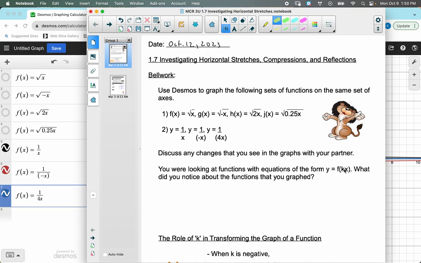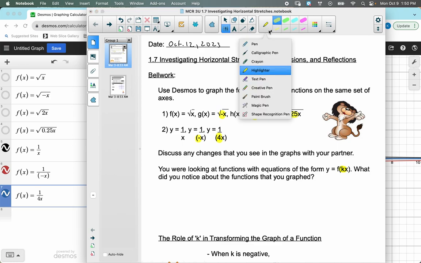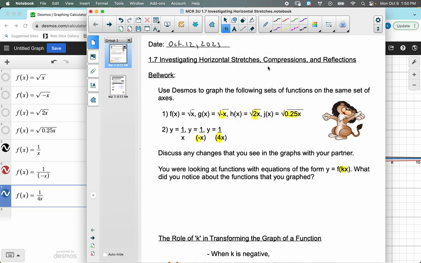So every single one of those functions was of the form f of k times x, which just means that that k value, that stretch or that reflection, is within the function. It's hiding right inside your parent function. So all of those are k values. There tends to be some confusion, so I'm going to make a pretty big fuss about k values, and it'll make more sense why in a minute. So for this j of x function, k equals 0.25. And for h of x, k equals 2. For this one, k is -1.